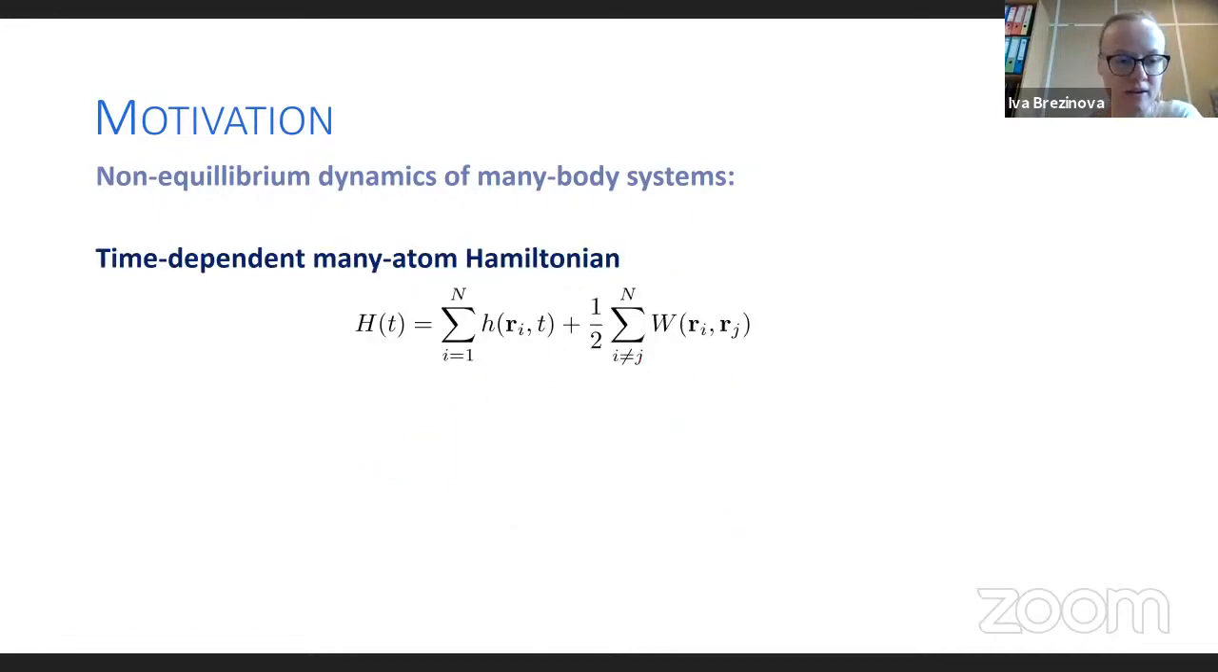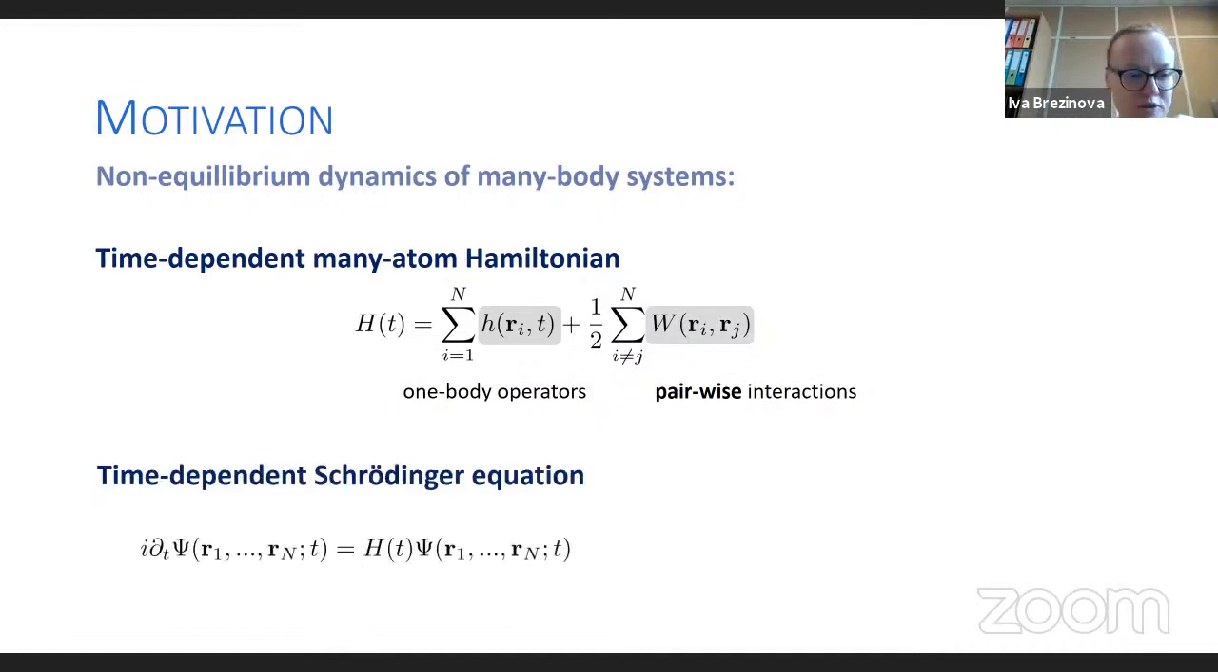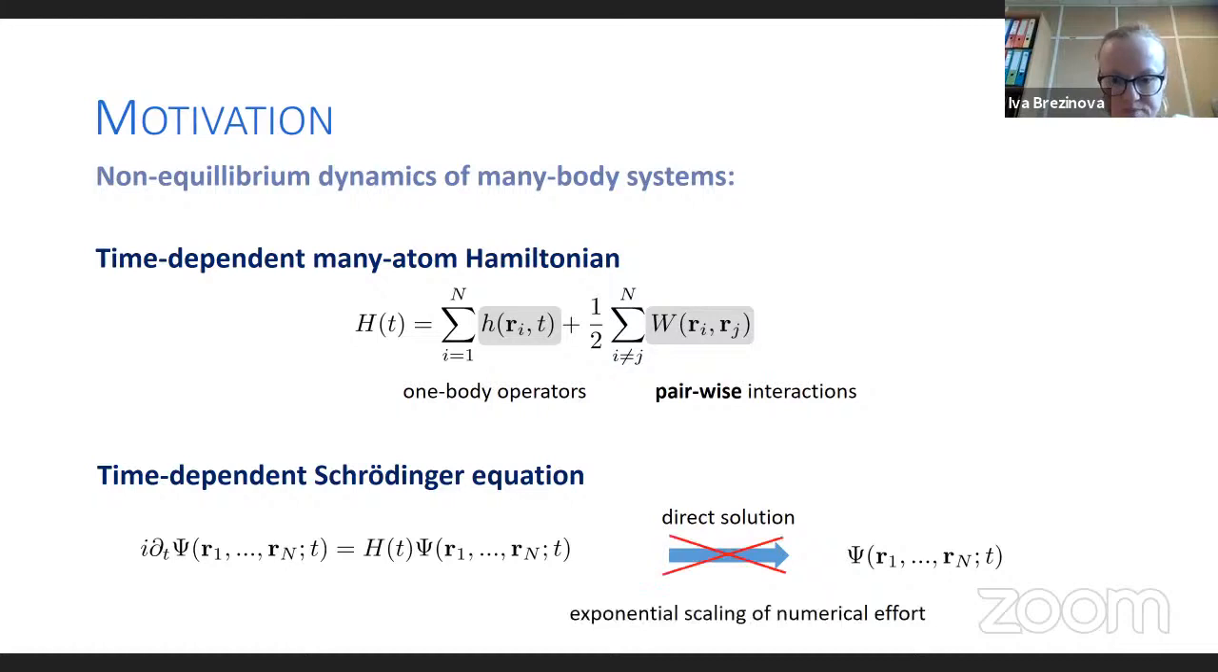Obviously, you all know that if one wants to describe such a thing theoretically, since this is a strongly driven system beyond linear response, one has to use an explicitly time-dependent Hamiltonian. This Hamiltonian typically has the form of a sum over one-body operators and the pairwise interactions. Then we, of course, write down the time-dependent Schrödinger equation, and it doesn't take much to realize that a direct solution is not possible except for very small systems. The reason is the exponential scaling of the numerical effort if we want to really solve the full Schrödinger equation.